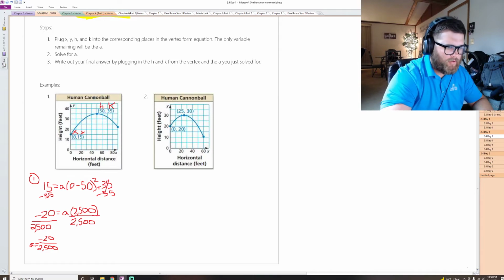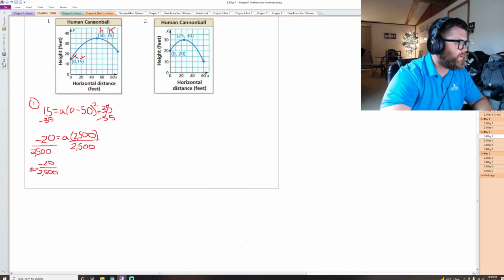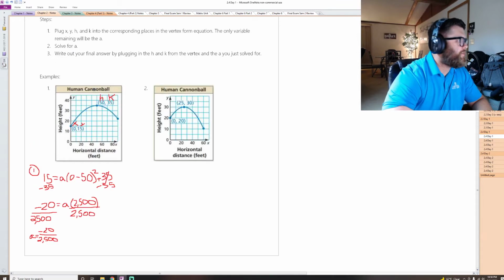I need more space now. Oh yeah, technology, the best. Okay, did I already go to step 2? Oh, I did, right? This was step 2 right here, the solve for a.